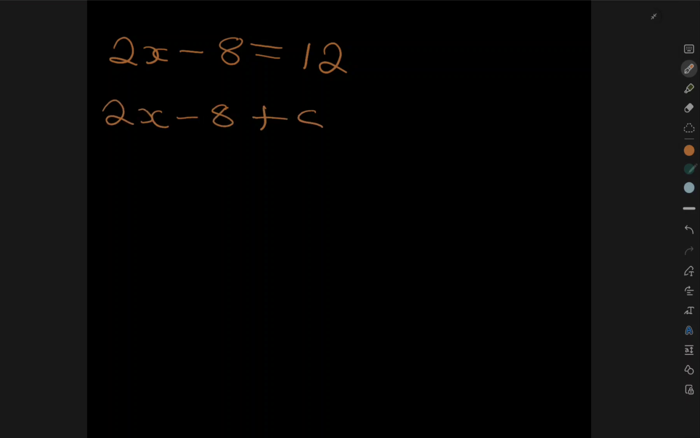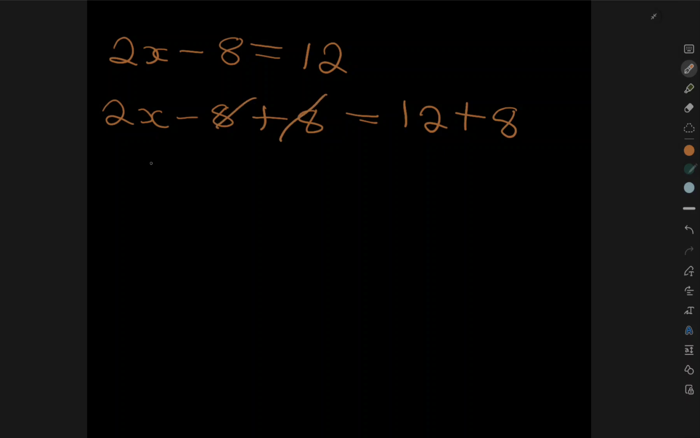Okay, so now let's look at a bit more complex example. So let's say we're given something like 2x minus 8 is equal to 12, right? First step, we have to get rid of the 8, right? And to get rid of the 8, we need to add 8. So we need to add 8 on the left side, and whatever we do on the left side, we also have to do on the right side. So we're going to have to add 8 here too, right?